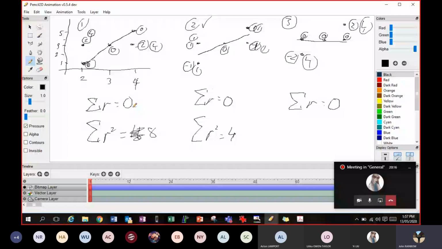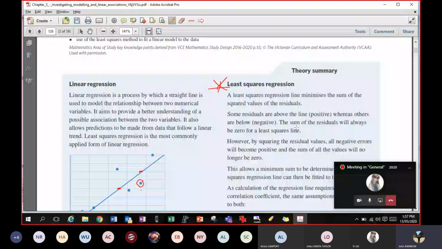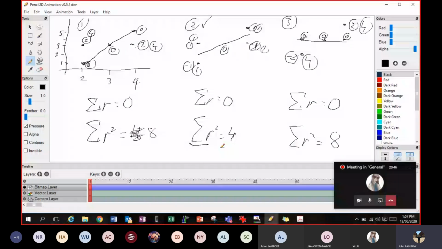Now, what line do we choose? We want to choose the least squared regression line, which really means you want to minimize the sum of the squared values of the residuals. So we're looking for the one that has the least squared. This one's got 8, this one's got 4, this one's got 8. I want the least, so I'm going to choose this one. That's got the least. It's the square of the residuals, but we call it the least squared regression line.